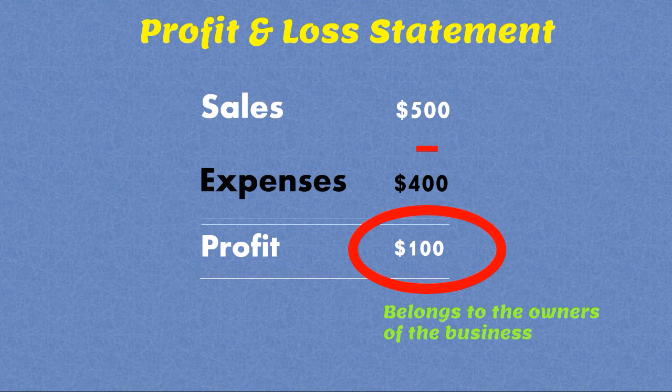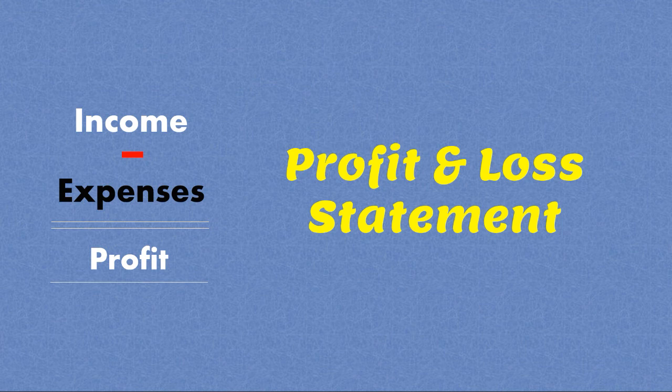So let's take a final look. This is how the profit and loss statement looks like. Income minus expenses equals profit. Now as we move forward, we will bring in more formality and more structure in this report, but this is the basic idea of the profit and loss statement.